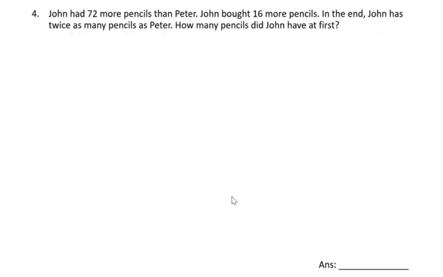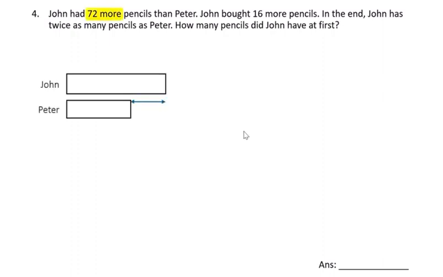Okay, John had 72 more pencils than Peter. So you draw John longer than Peter, by 72. This one is very straightforward. It says John bought 16 more. So the person who is going to buy more is John. When he buys more, you dot out. That's 16, because this was added on later in the question, so you don't draw a box. You dot out. Okay? So 16 more.